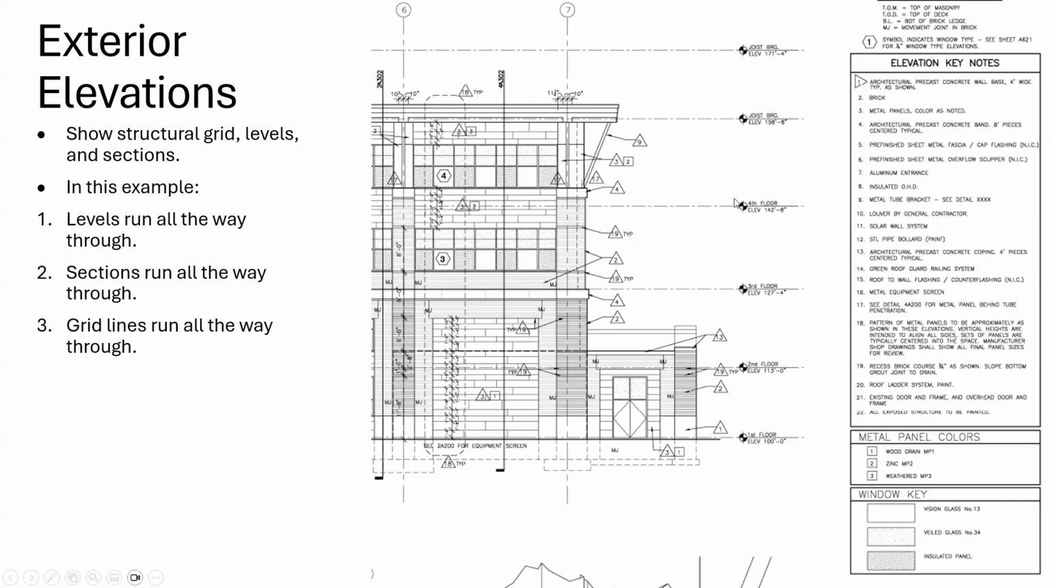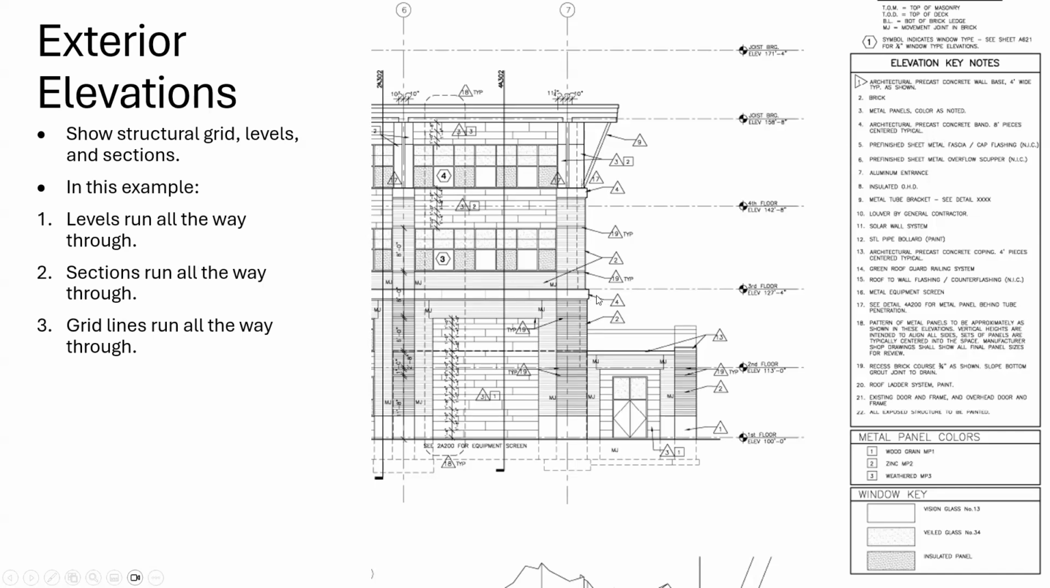You'll also notice that they used keynotes to key the materials in. So example, keynote number 2 is brick. So wherever I see a little triangle with a 2 on it, it's brick. Keynote number 4 is architectural precast concrete, 8-foot pieces centered typical. So wherever I see a keynote 4 in that triangle, I know that's architectural precast concrete.